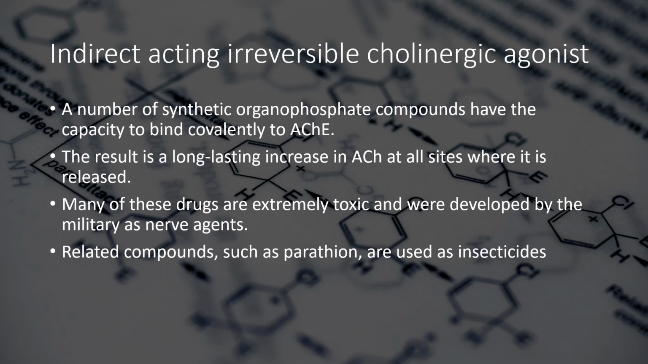A number of synthetic organophosphate compounds have the capacity to bind covalently to acetylcholinesterase. The result is a long-term increase in acetylcholine at all sites where it is released. Many of these drugs are extremely toxic and were developed by the military as nerve agents. Related compounds like parathion are used as insecticides, and this can cause poisoning, called organophosphate poisoning.